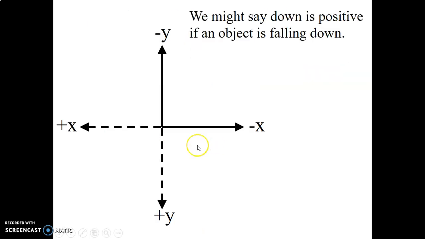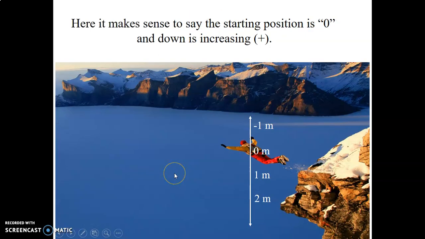And there are definitely times when we'll consider down to be positive instead of a negative y direction. If an object is falling downward, we're more than likely to just consider down to be positive. So here we've got a skydiver, and we put a number line on him, and we can see that the downward direction is positive here. So any positive number would mean that he fell down.